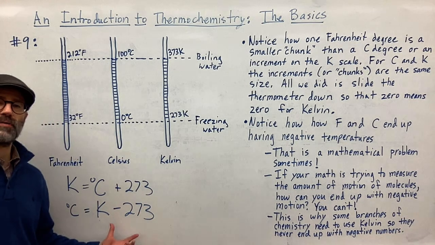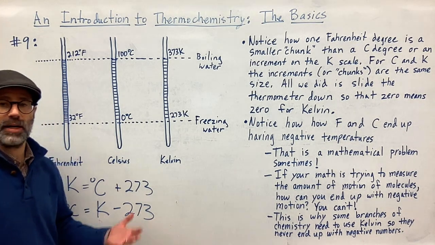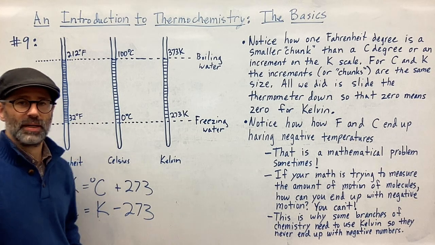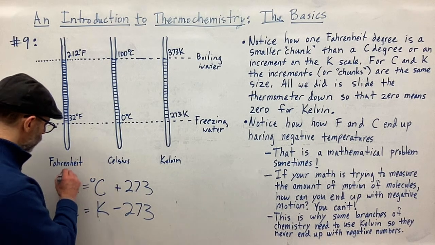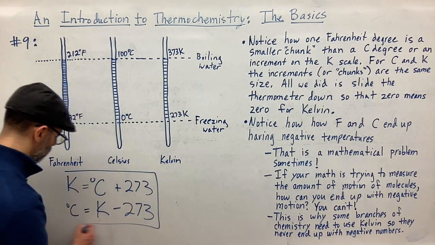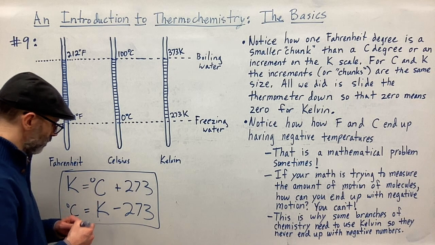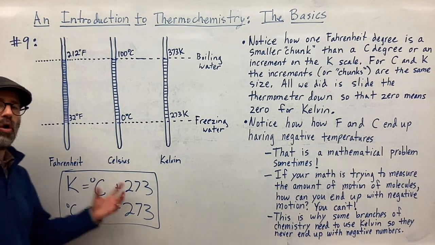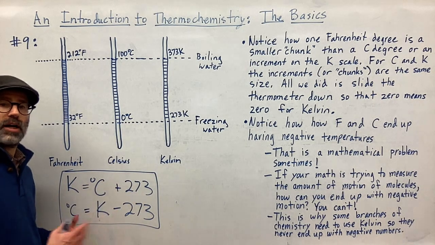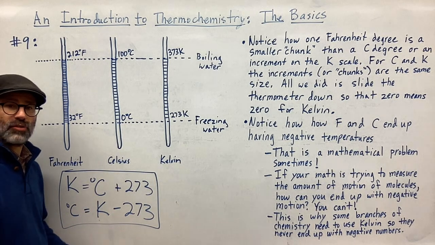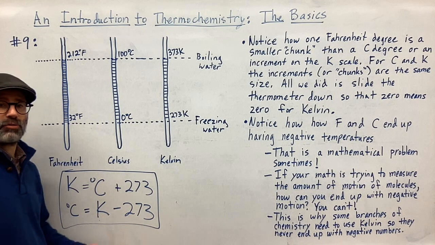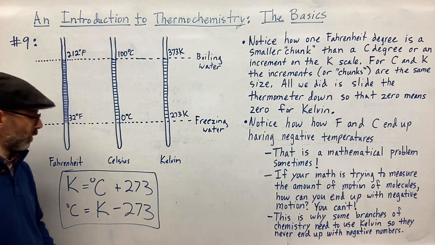It's actually 273.15, but rounding, it's not going to really make that much of a difference. So these are your two equations for converting between Kelvin and degrees Celsius. It's either add 273 or subtract 273.